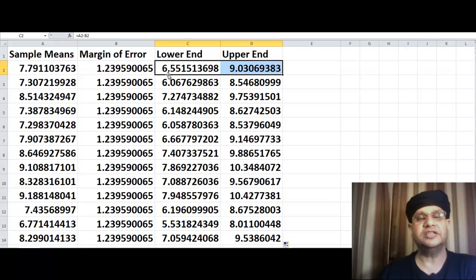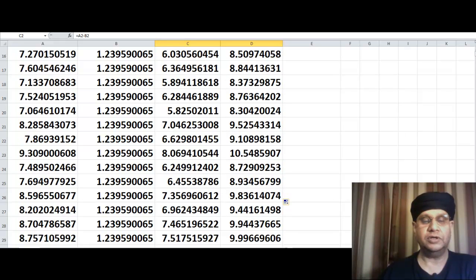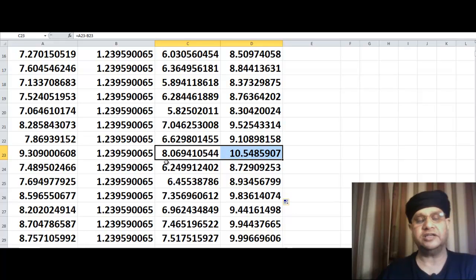Now notice this. This contains everything from 6.55 to 9.03, and 8 is in there. This interval is 6.07 to 8.55, and 8 lives in here as well. And among all of these, I don't see any of them yet. You may be able to see, because any interval that has missed the value of 8, oh, right here there is one. Here it starts at 8.06, so of course it narrowly missed the value 8.